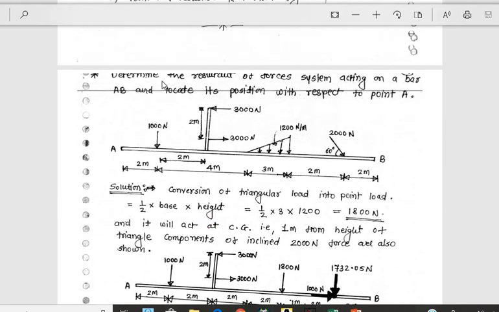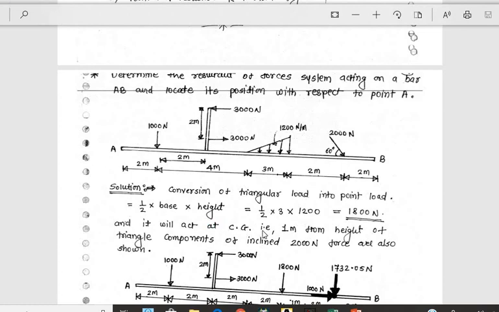Now the next problem: determine the resultant of the force system as shown in figure on the bar AB and locate its position with respect to point A. So this is the way. Okay, now its solution. It is a triangular loading acting, so we have to convert the triangular load into a point load. So we have to calculate the area of this triangle: 1 by 2 base into height. 1 by 2, base is 3, height is 1200 Newton. This is the height of force. So it is 1800 Newton.